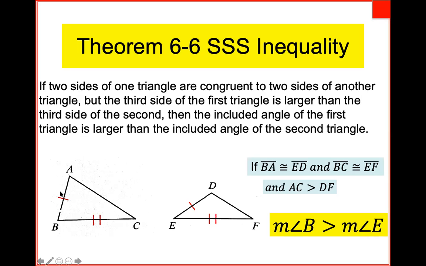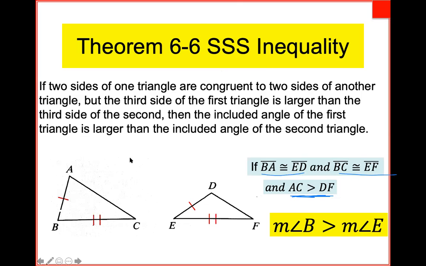And this is why it's called SSS, because we're given something about all three sides. The previous one, the SAS inequality theorem, we're given something about two sides and the included angle. So even though I don't have a third tick mark here for the third side, it's still called the SSS inequality because of this statement right here. So I got one side, two side, three side. That's why it's called SSS inequality.